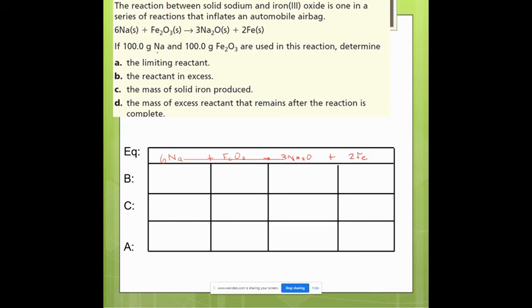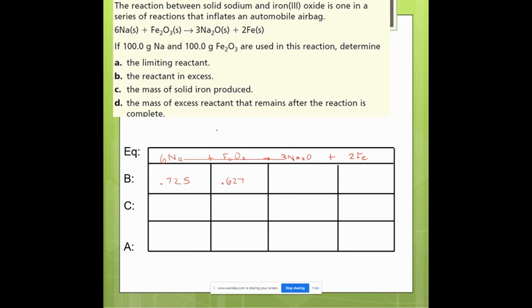So we're starting out with 100 grams of sodium. So we need to divide that 100 by 23 because that's the molar mass for sodium off the periodic table. And that ends up giving us 0.725 moles of sodium. We have Fe2O3 here, and we're going to divide that by the molar mass for iron 3 oxide. The molar mass for that is 159.6. So if I divide that by 159.6, I get 6.27.